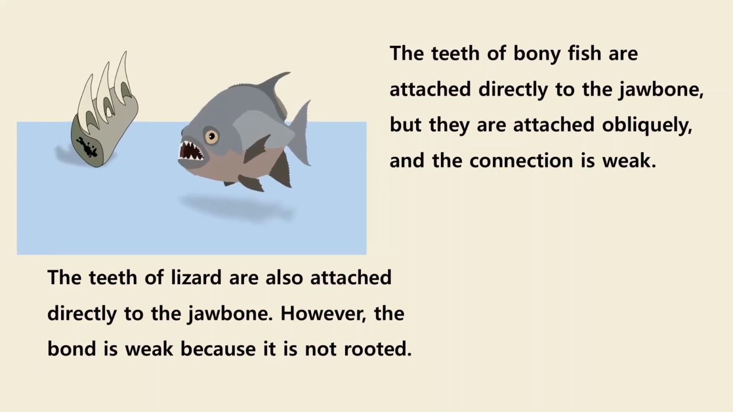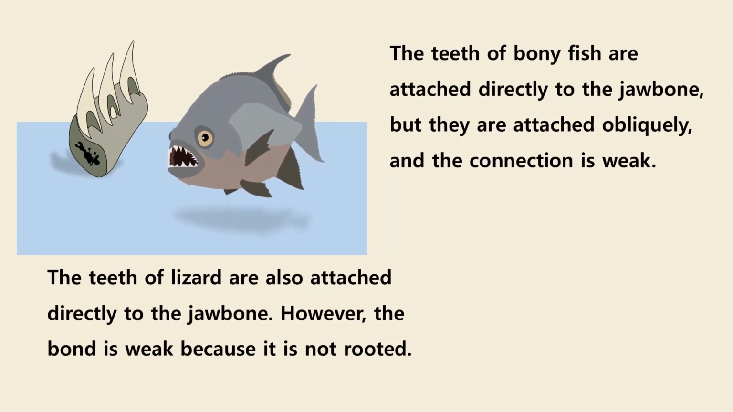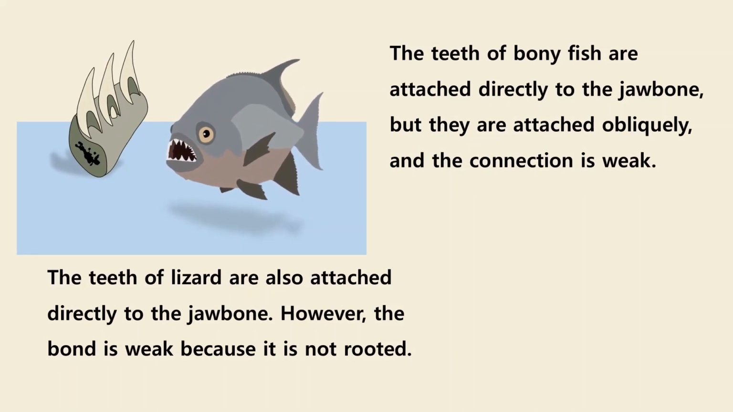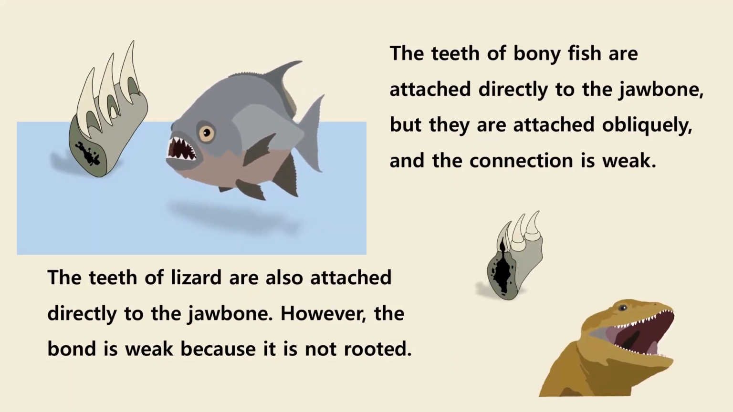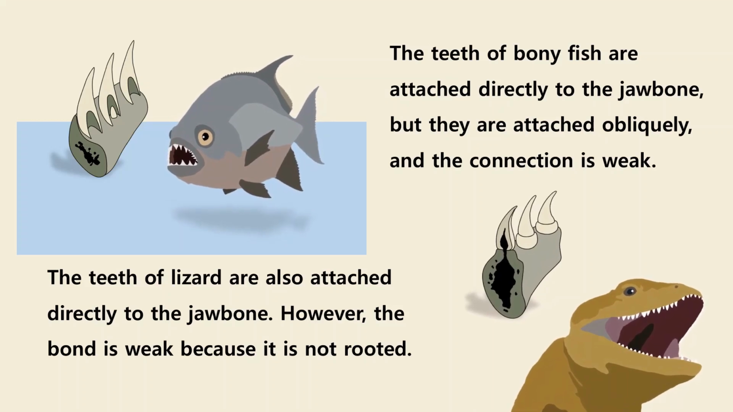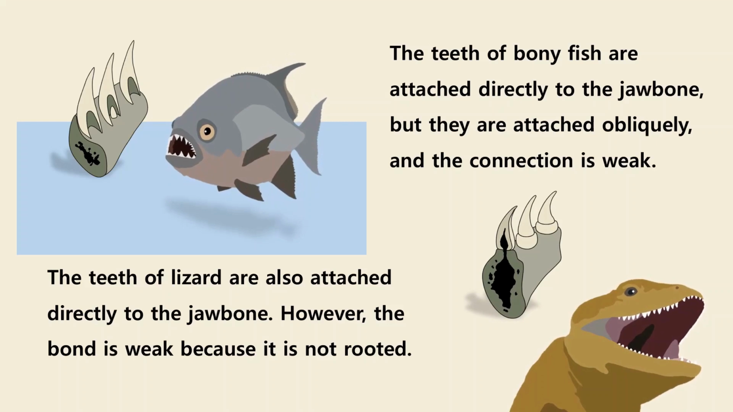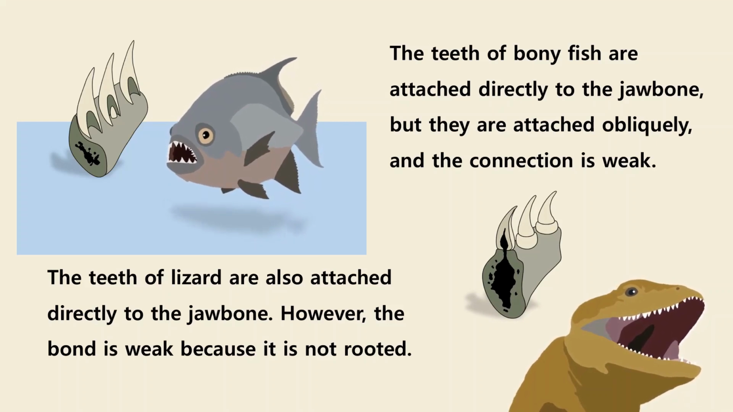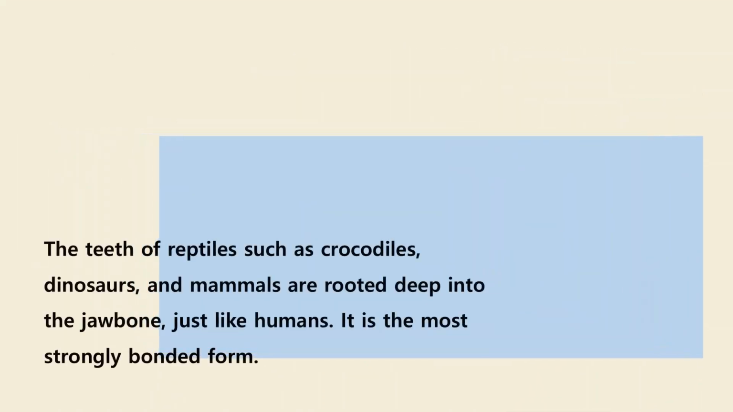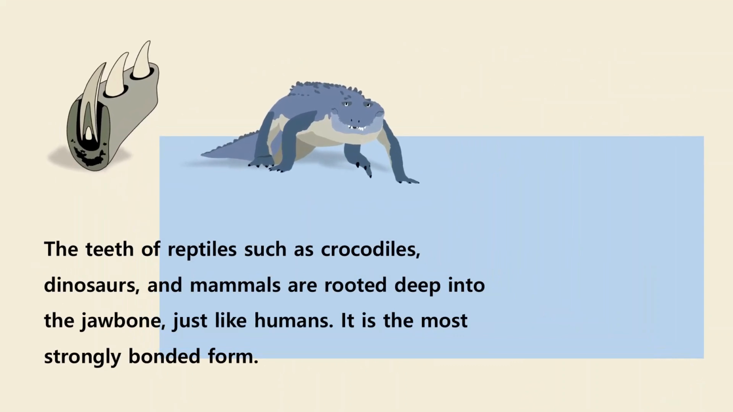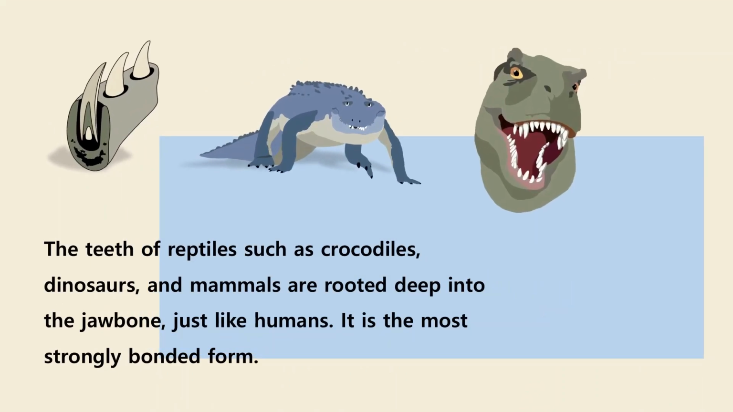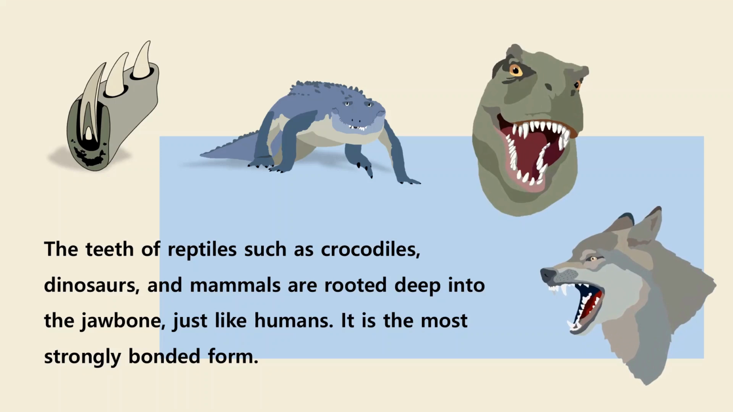The teeth of bony fish are attached directly to the jawbone, but they are attached obliquely, and the connection is weak. The teeth of lizards are also attached directly to the jawbone. However, the bond is weak because it is not rooted. The teeth of reptiles such as crocodiles, dinosaurs, and mammals are rooted deep into the jawbone, just like humans. It is the most strongly bonded form.